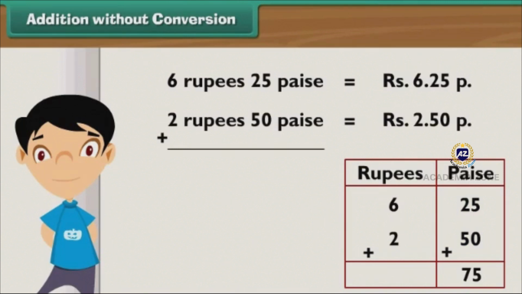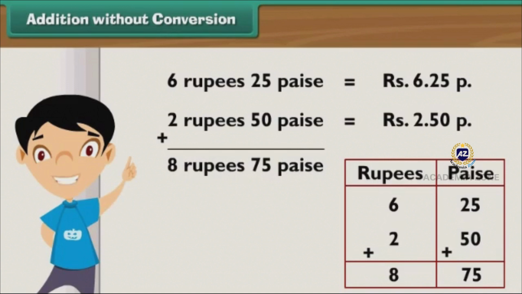Step 2. Add the numbers in the rupees column. 6 plus 2 is equal to 8. Write 8 in the rupees column. The result of the addition is 8 rupees 75 paise.